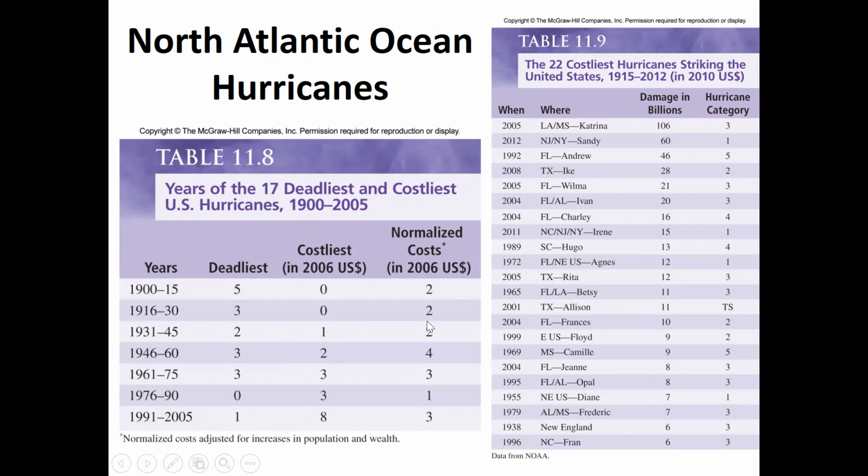If you normalize the costs, though, adjusting the numbers for inflation and comparing them all in terms of 2006 US dollars, they're still becoming slightly more costly, just because there's more property being destroyed. And here are the 22 costliest hurricanes striking the United States between 1915 and 2012. Damage in billions, and then the hurricane category. This TS means it's a tropical storm, so it was below a Category 1 hurricane.